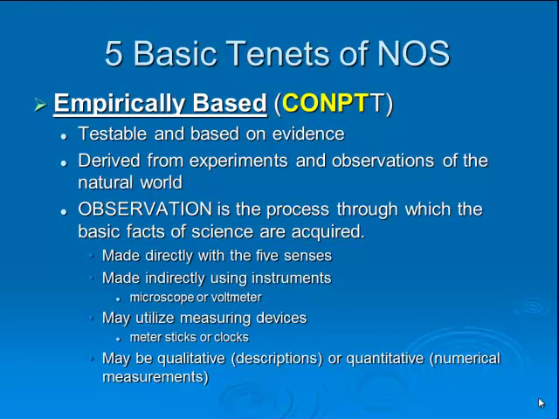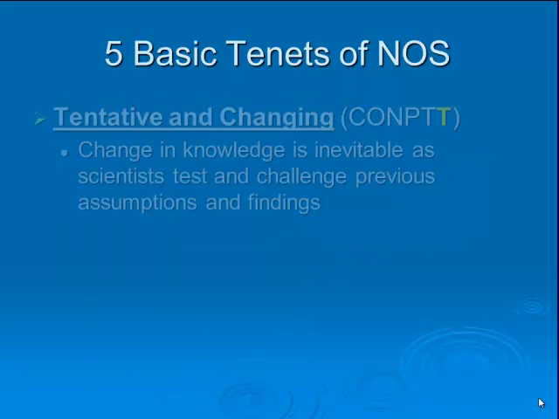And then observations come in 2 types. They may be qualitative, which uses descriptions, so you might say that something is red, or yellow, or big, or small, or light, or heavy. And observations can also be quantitative, and those are anything that have some sort of numerical measurement. 50 pounds, 3 grams, 20 seconds, anything that's got a number on it is quantitative.